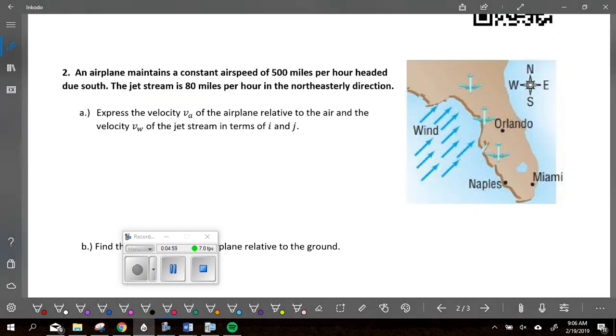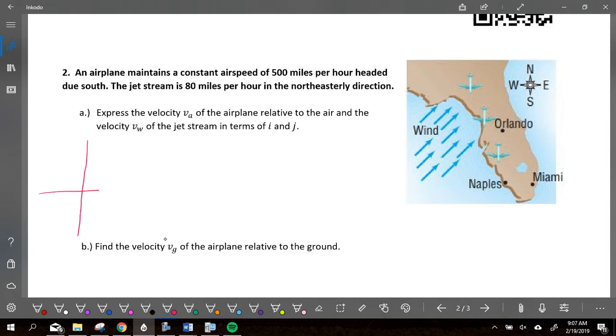An airplane maintains a constant airspeed of 500 miles per hour headed due south. The jet stream is 80 miles per hour in the northeasterly direction. Express the velocity of the airplane relative to the air and the velocity of the wind in the jet stream. All right, so here's what's happening. Let's draw a picture of this.